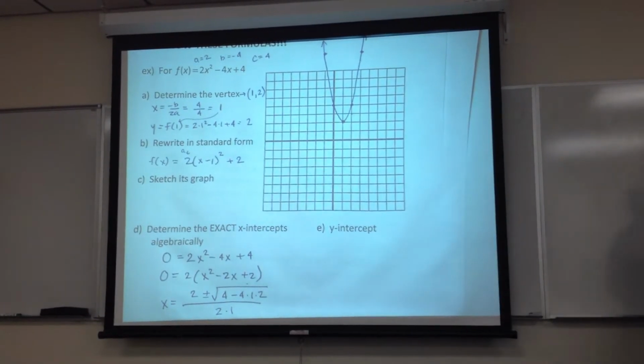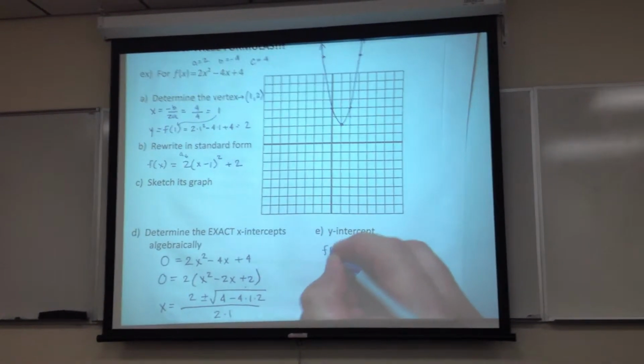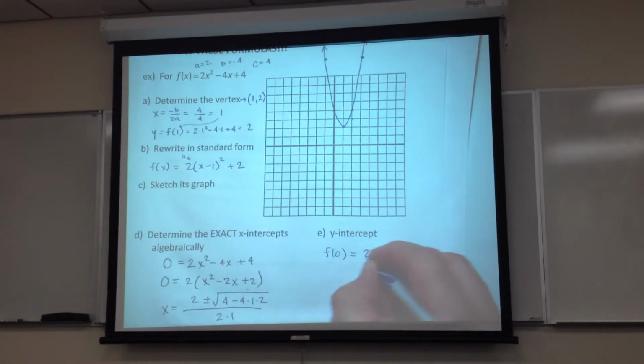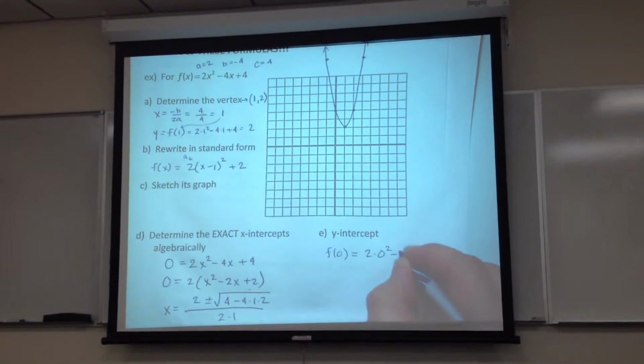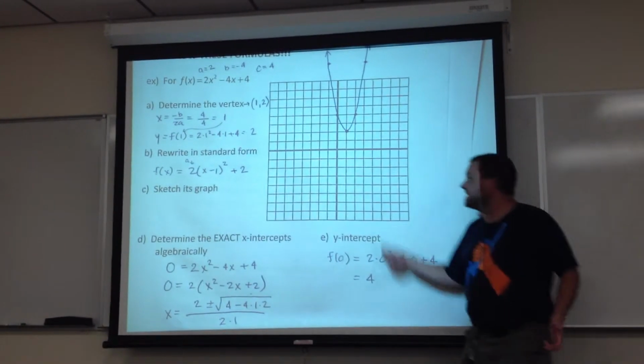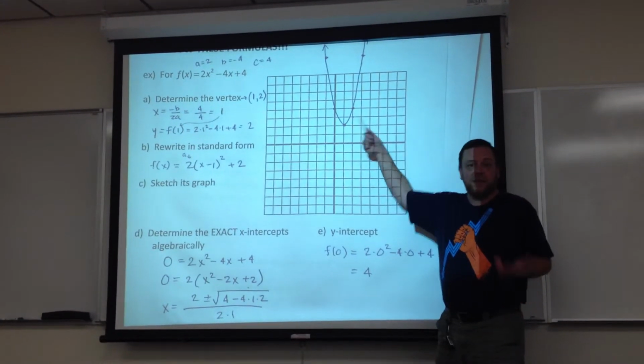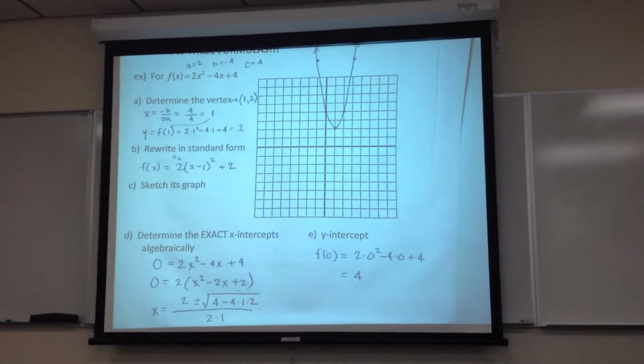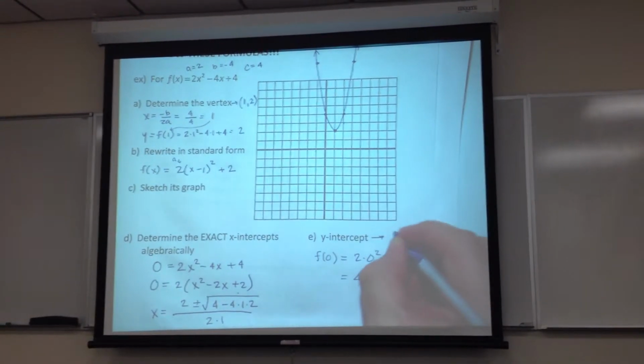So all I need to do there is evaluate f of 0. Which is going to be 2 times 0 squared minus 4 times 0 plus 4. And it gives me a 4. And that's consistent with the value that we got in the graph. It does cross the y-axis at the 4. So our y-intercept is definitely (0, 4).